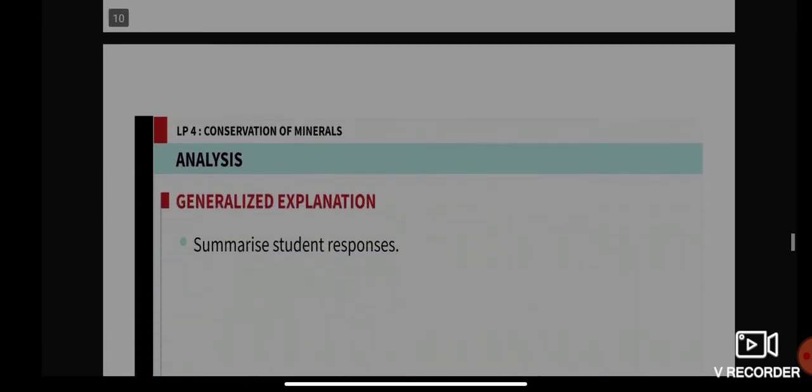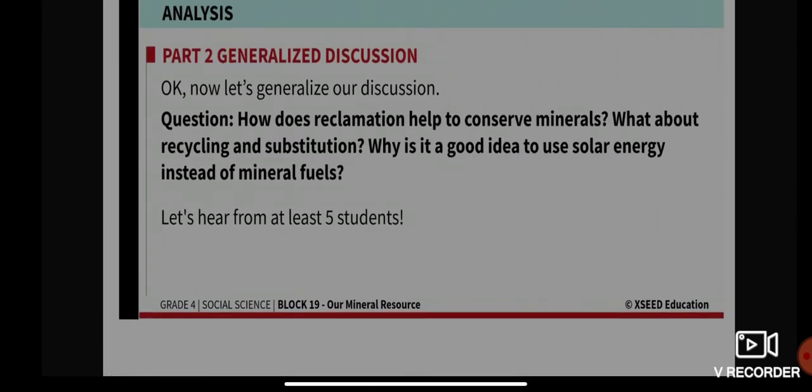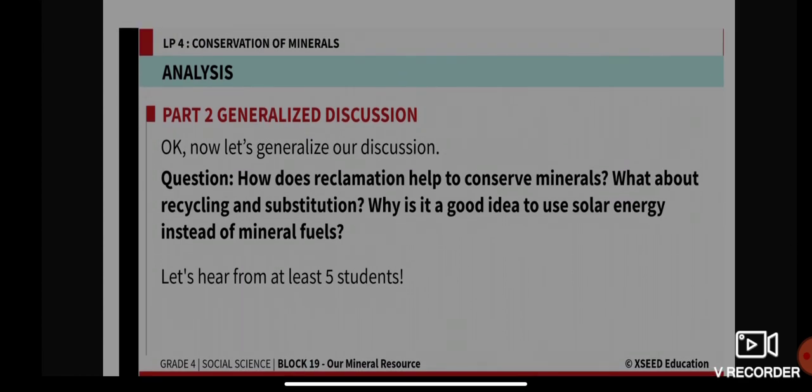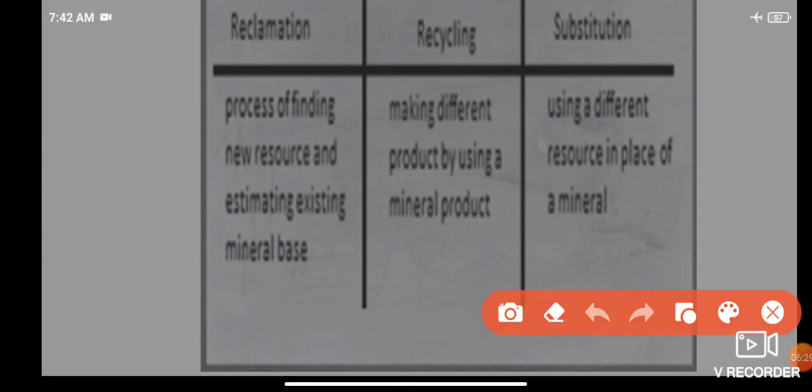All right, so listen carefully, okay? You'll see how it helped to conserve minerals is because through reclamation, we can find the process of finding new resources and estimating the mineral base without exhausting the existing mineral resources. We can use a reclamation method, use new resources, and estimate the mineral base, so that it can preserve or conserve.